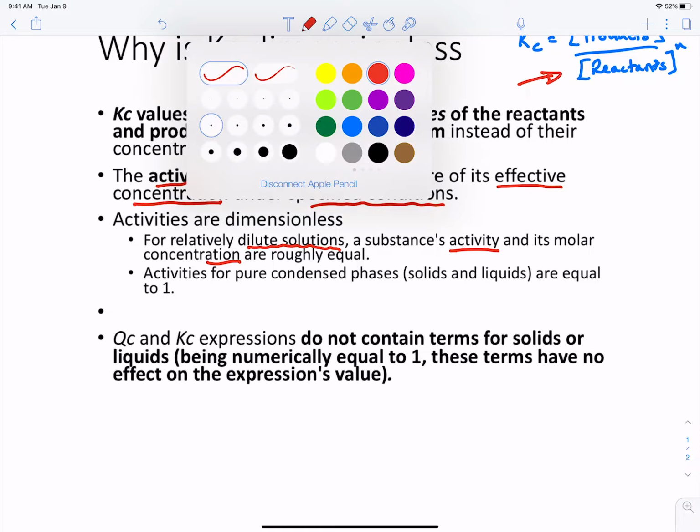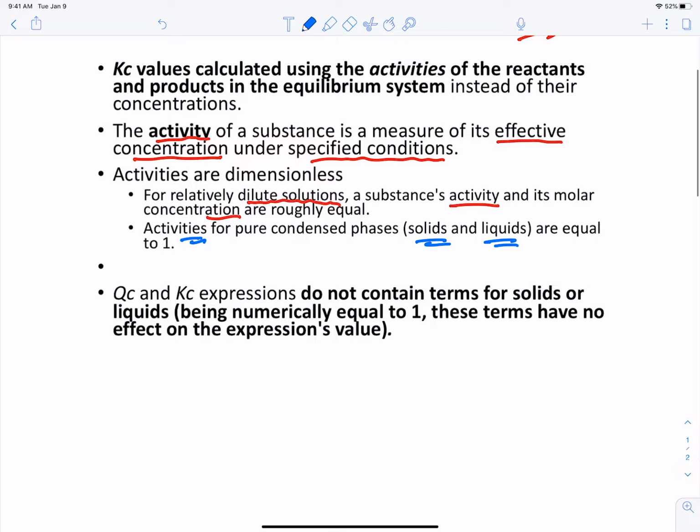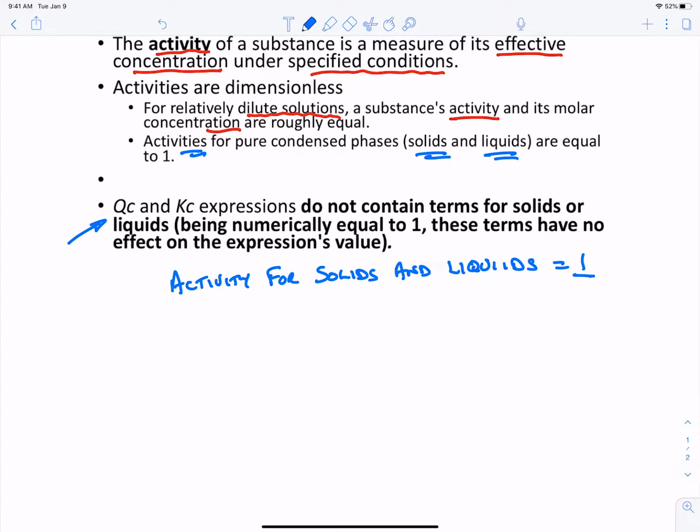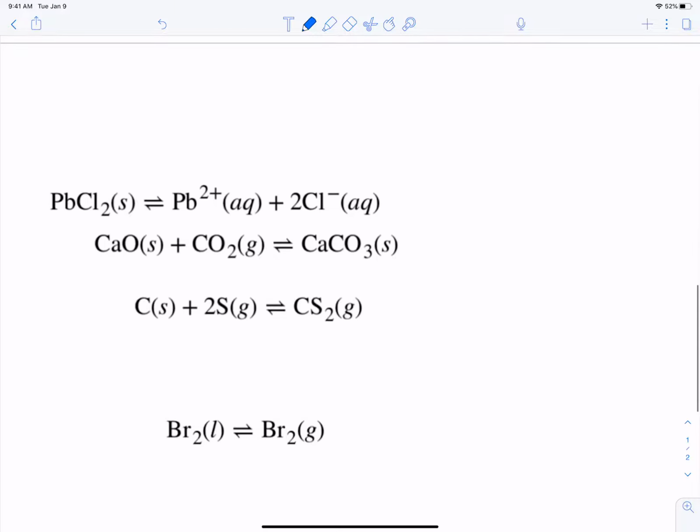Now, the most important thing to realize is that the activities for pure solids and liquids are equal to 1. So this is the most important thing to realize, that activity for solids and liquids equals 1. So this is the reason Qc and Kc expressions do not contain terms for solids or liquids. So let's just look at a couple of examples of this.